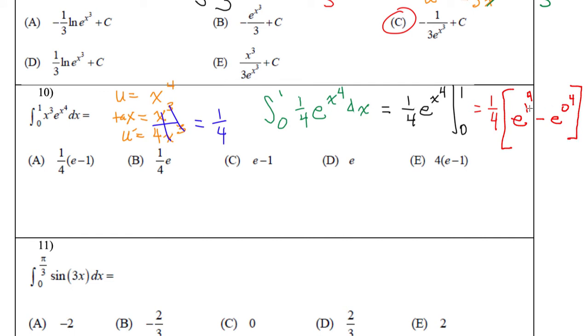All right, so e to the power of 1 to the power of 4. Well, 1 to the power of 4 is just 1. E to the power of 1 is just e, so there's e. And e to the power of 0 to the power of 4 is just 1, so minus 1. And my final answer is 1/4 (e minus 1), and it looks like that is A.